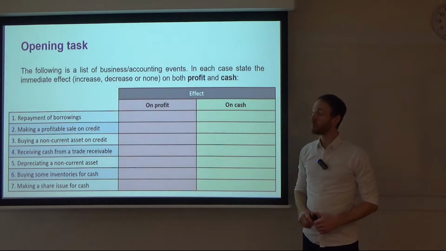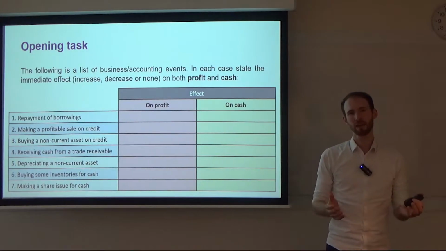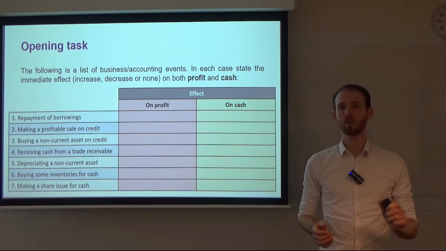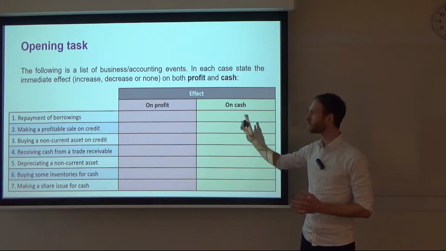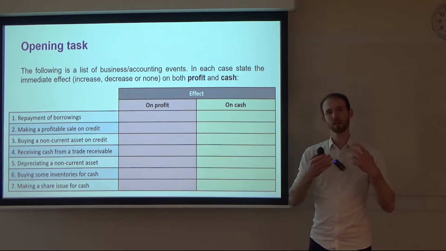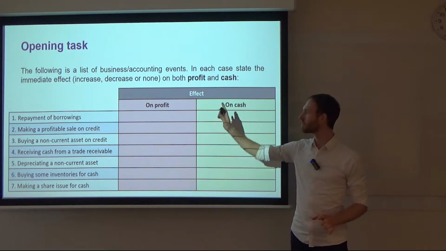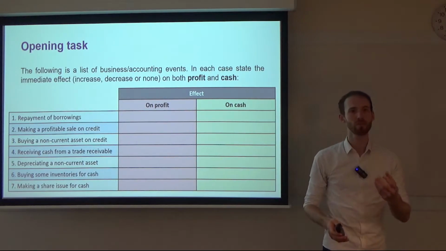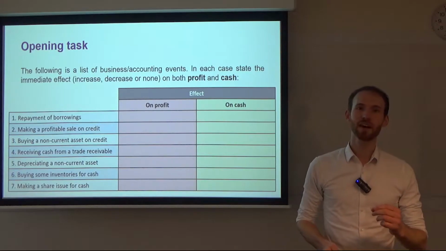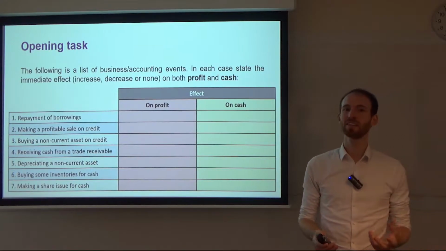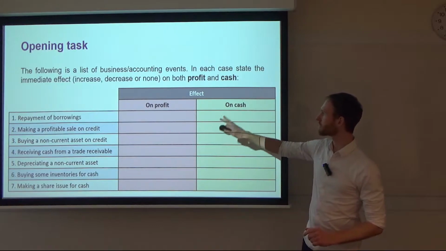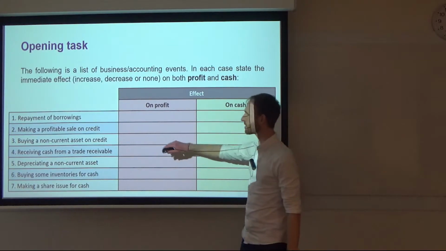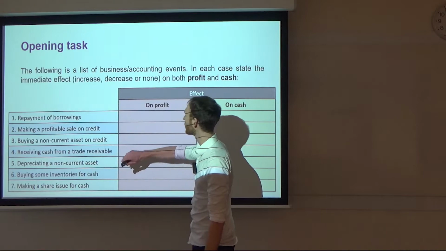So before we dive into, let's say, classifying, there's one opening task which I always really like, because before we do the task, usually the students think, oh, this is super easy to understand and super easy to determine. But after the task, the students find out, well, it's not as easy as it is thought to be. Because here we have a list of transactions or business events, like repaying, borrowing, and so on.